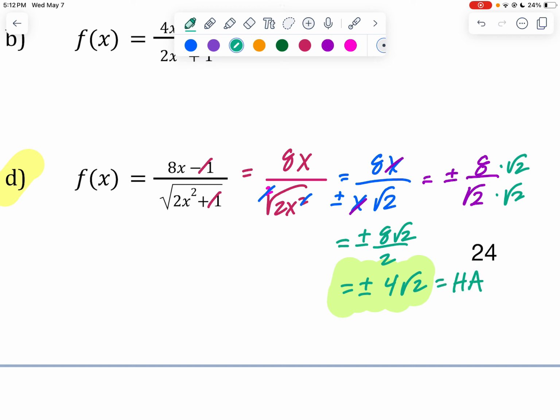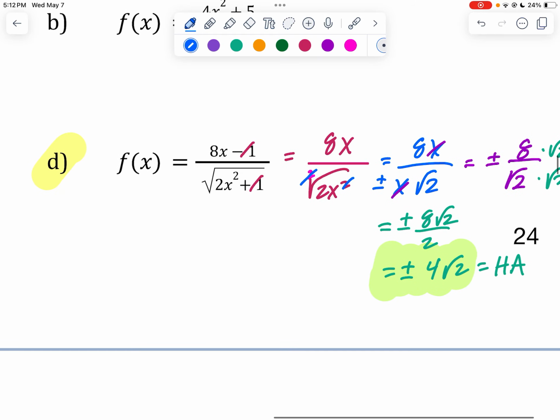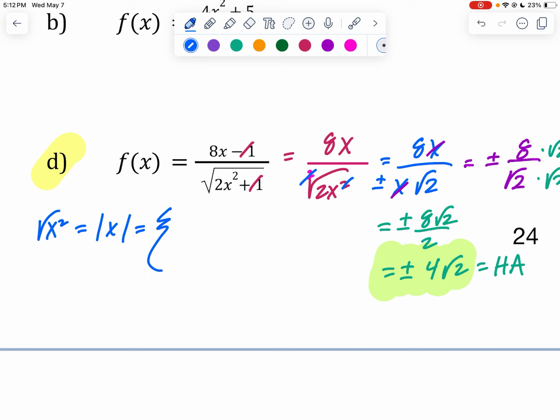Okay, and the reason why we have plus or minus is that if we take the square root of an x squared, technically we're talking about the absolute value of x. In terms of our limits, I'm going to have a positive x if my x values are greater than 0, and then I'm going to have a negative x if my x values are less than 0. Okay, we're thinking in terms of our limits.